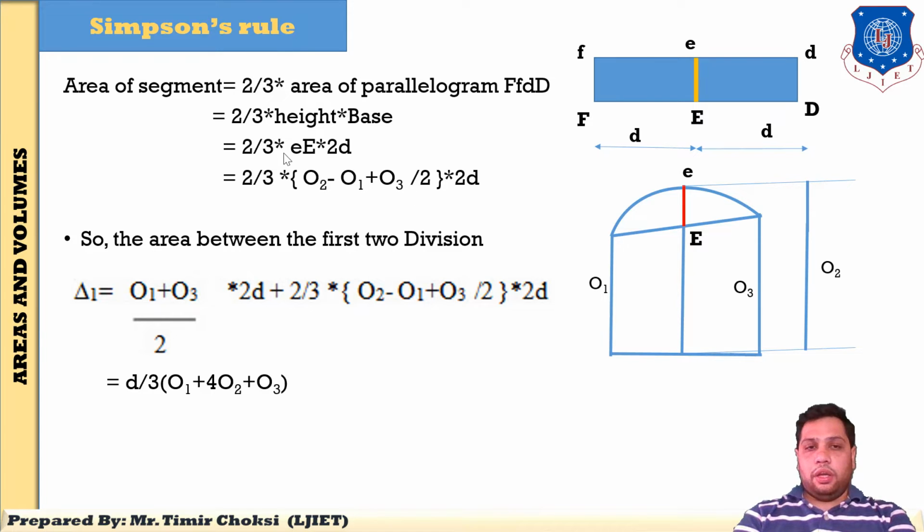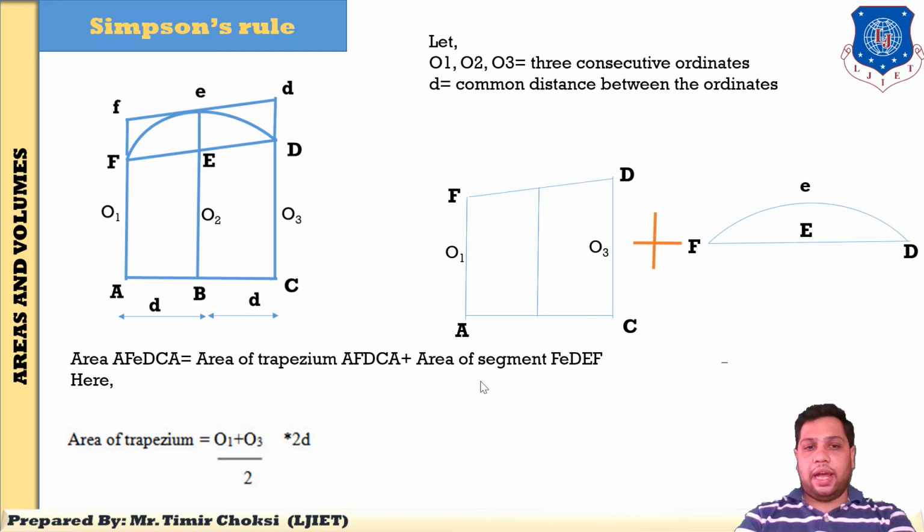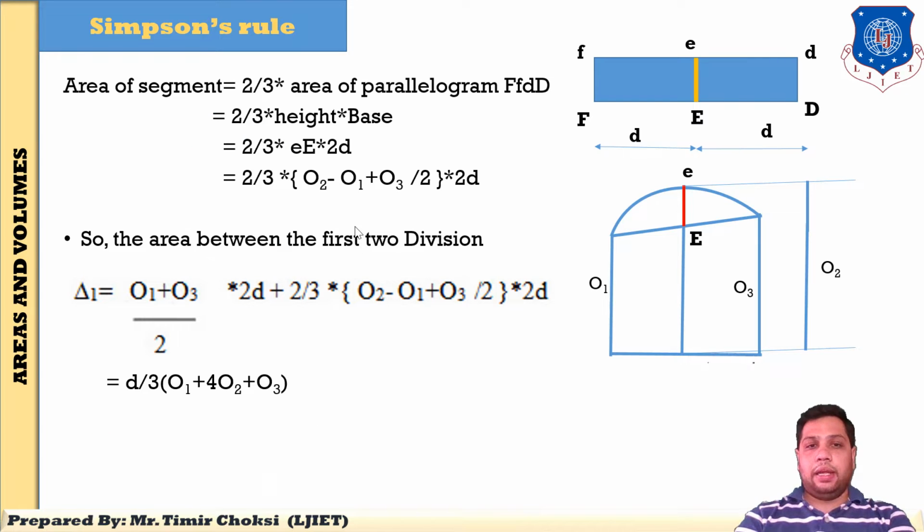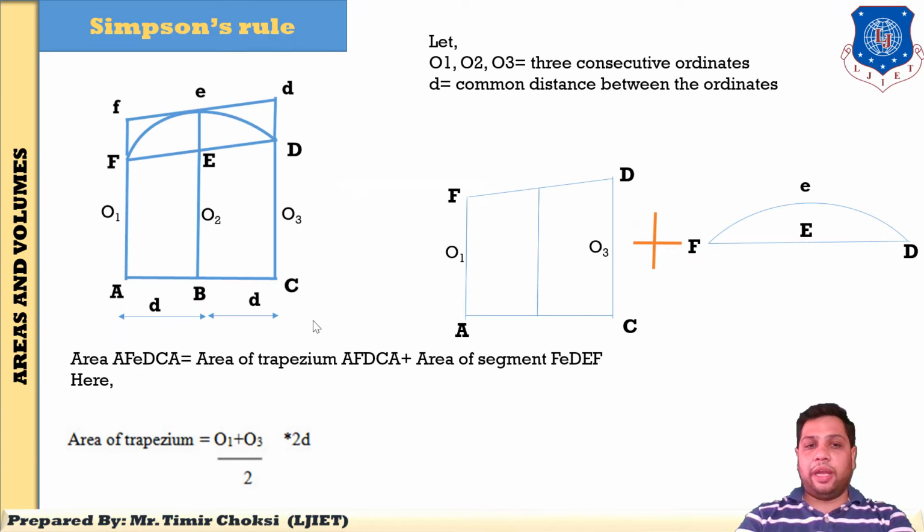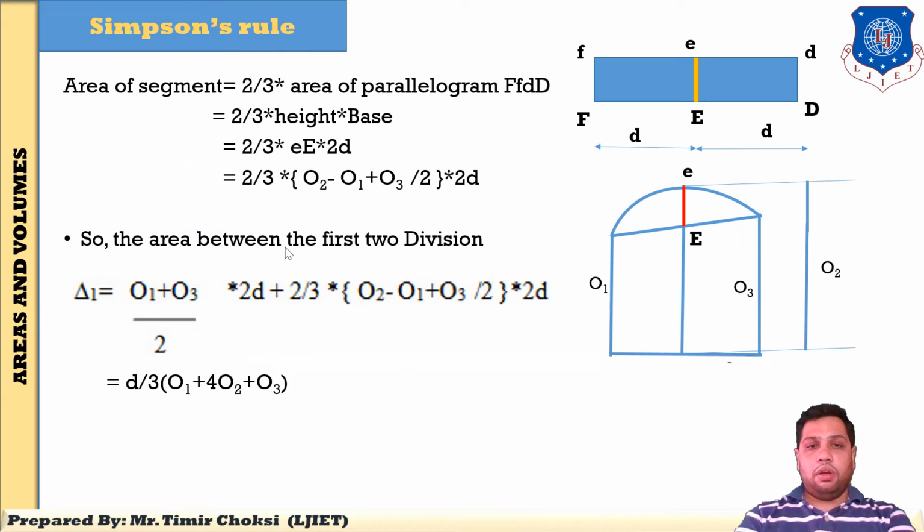Now the summation of these two areas. From the trapezoid, the area is (O1 plus O3) divided by 2 into 2d, and from the segment, the area is 2/3 into (O2 minus (O1 plus O3) divided by 2) into 2d. Now you add them, because our main goal is to find the area of AFEDCA. So the summation gives the area as d by 3 into (O1 plus 4O2 plus O3).